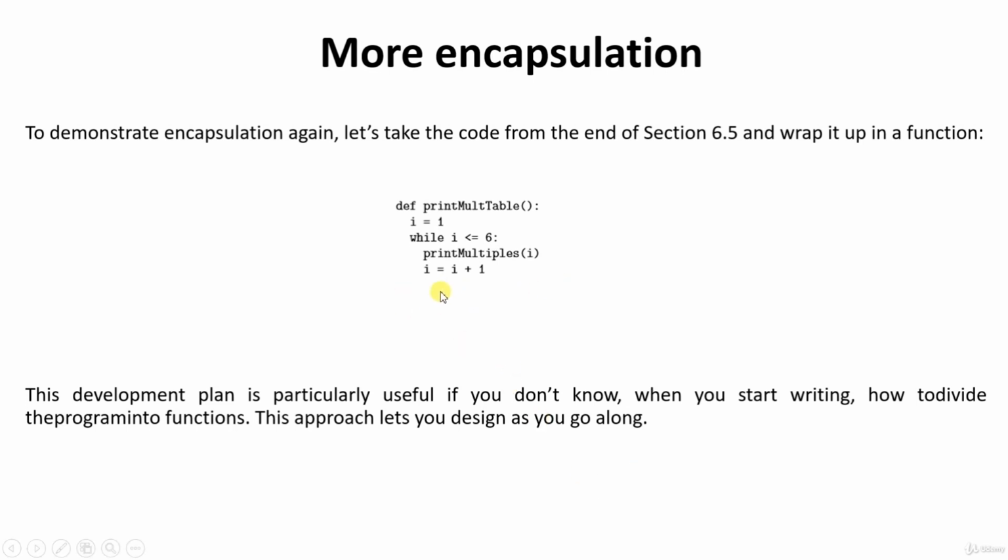This process is a common development plan. We develop code by writing lines of code outside any function or typing into the interpreter. When we get the code working, we extract it and wrap it up in a function. This development plan is particularly useful if you don't know when you start writing how to divide the program into functions. This approach lets you design as you go along.